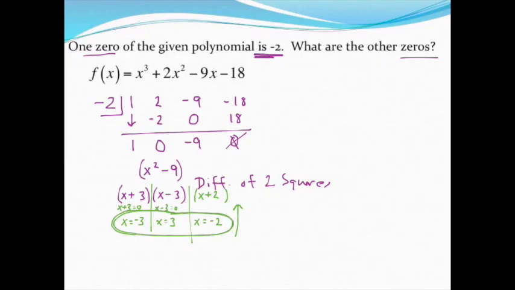They asked me for the zeros, and there are my zeros. -3 and 3 were the ones we found, and -2 was the one they gave us.